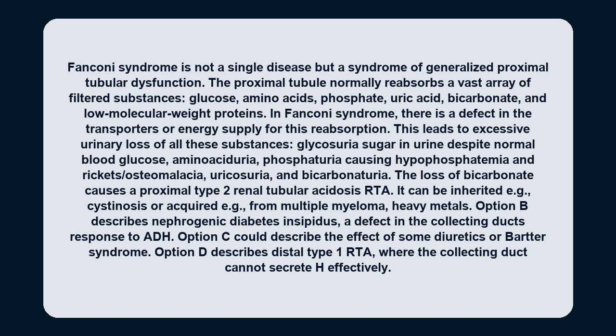Option B describes nephrogenic diabetes insipidus, a defect in the collecting duct's response to ADH. Option C could describe the effect of some diuretics or Bartter syndrome. Option D describes distal type 1 RTA, where the collecting duct cannot secrete H+ effectively.